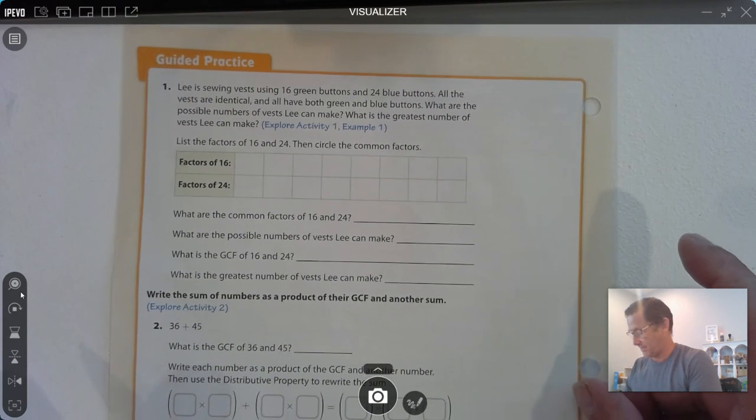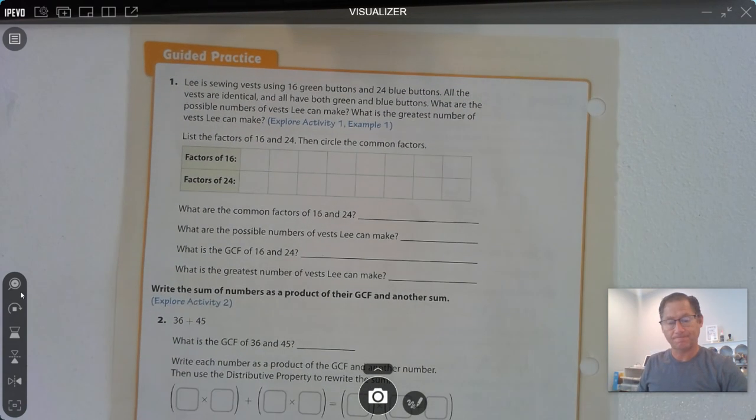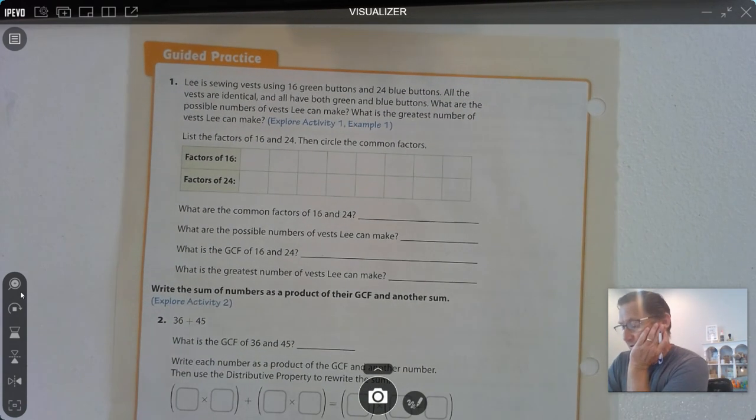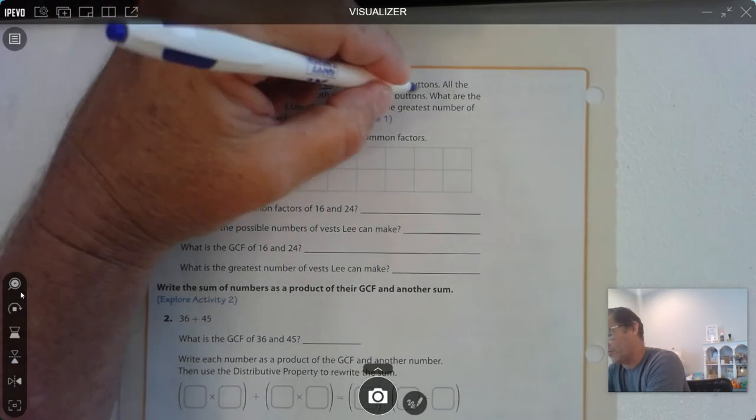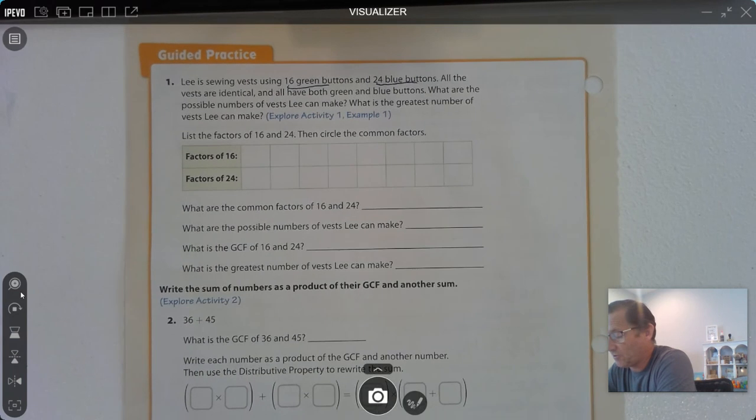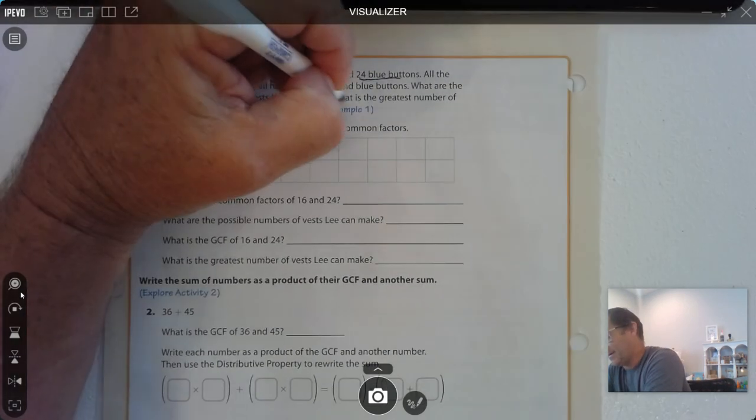All right, let's move on to number 1 on page 34. Okay, Lee is sewing vests using 16 green buttons, 24 blue buttons. All the vests are identical and all have both green and blue buttons. What are the possible number of vests Lee can make? What is the greatest number of vests Lee can make?